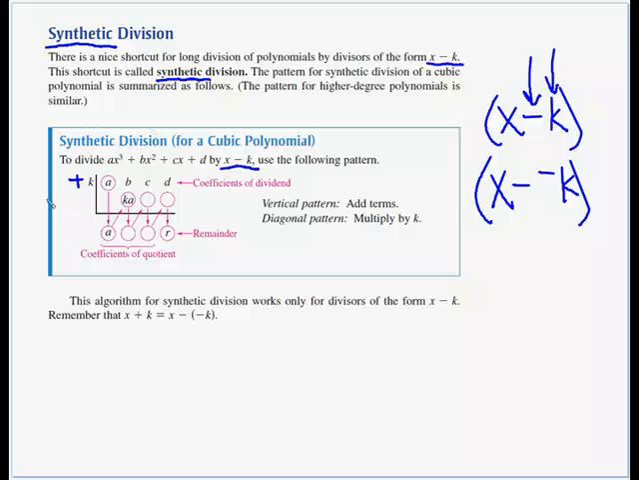And here is the pattern that it follows. The first coefficient comes down. Then you multiply k times this, which is ka. And then you add these two together and get this number. K times that number bounces up here, and again, you add it to c. You get the result down here. K times that is equal to this, and again, you always add. That's the beauty about this. You're multiplying and adding, the two easiest of the arithmetic operations. So you're always adding terms and multiplying by whatever k is.